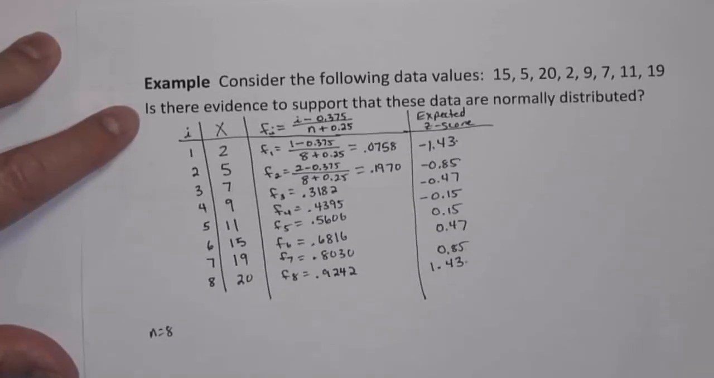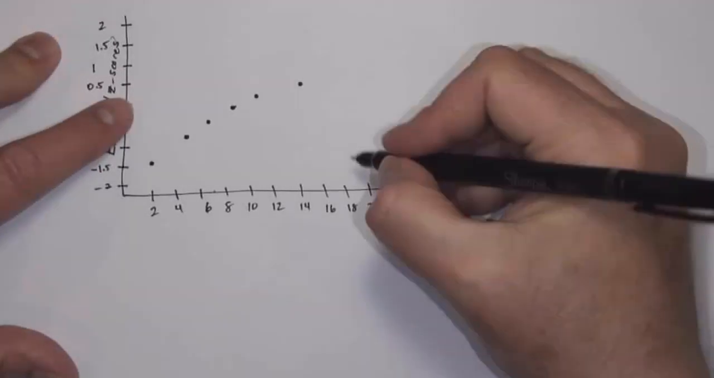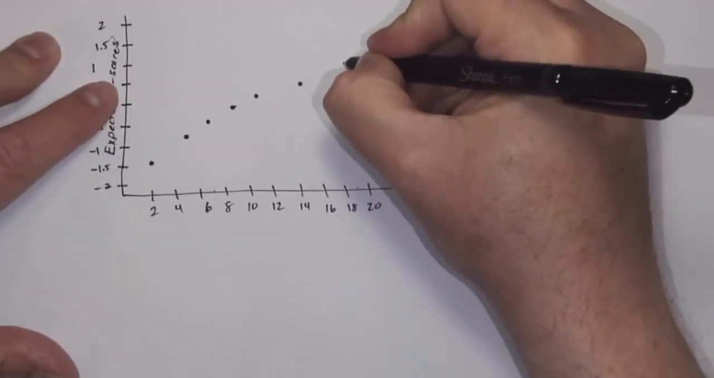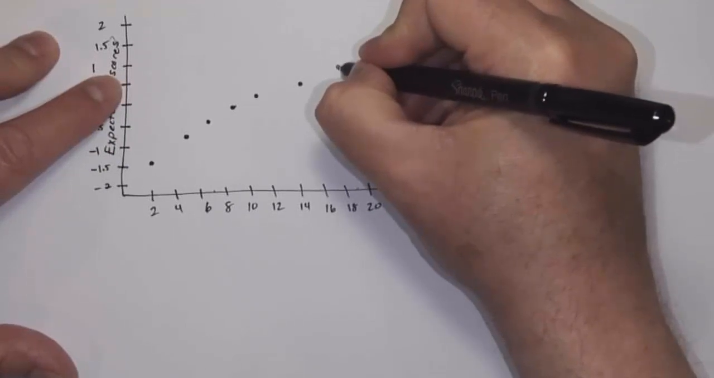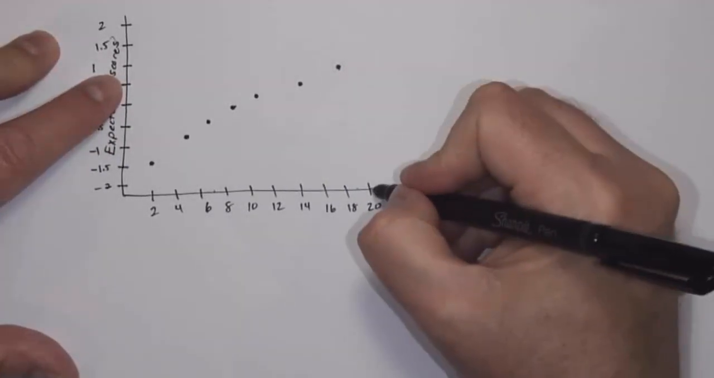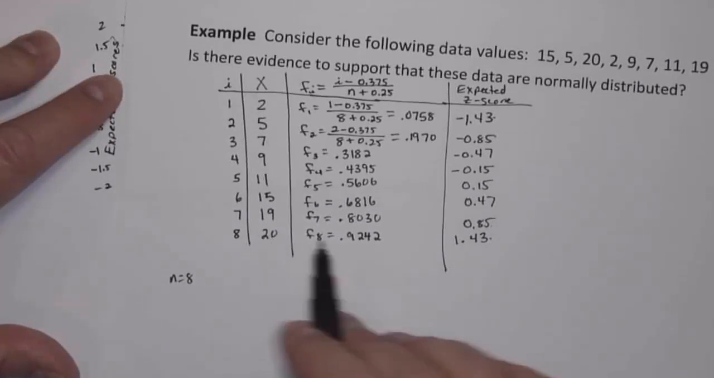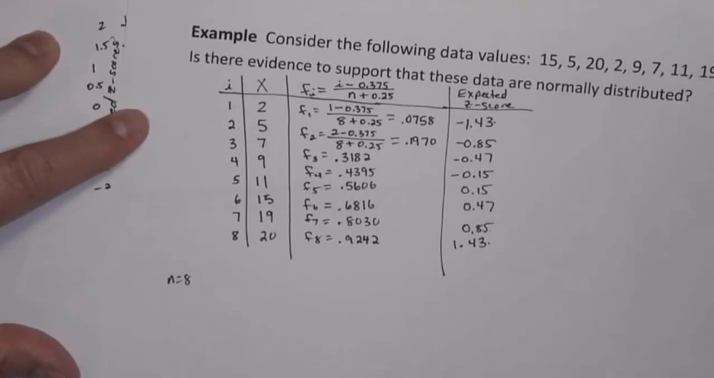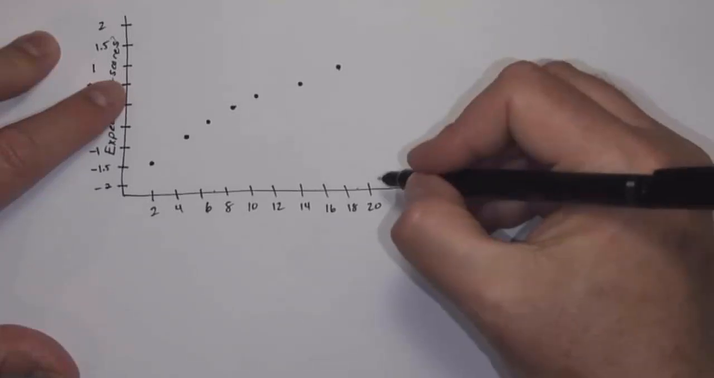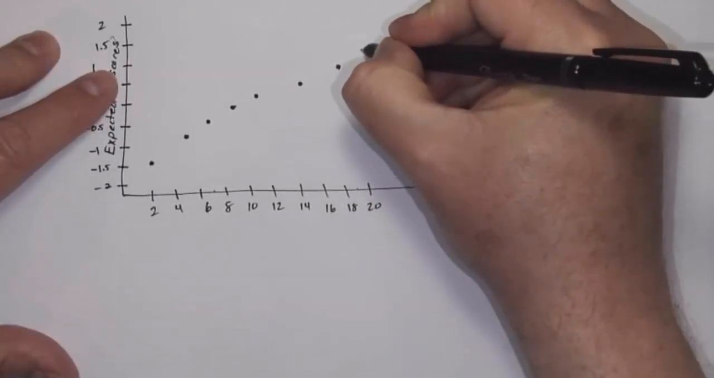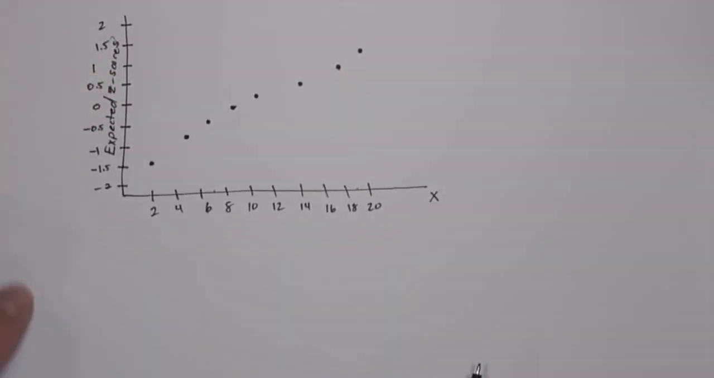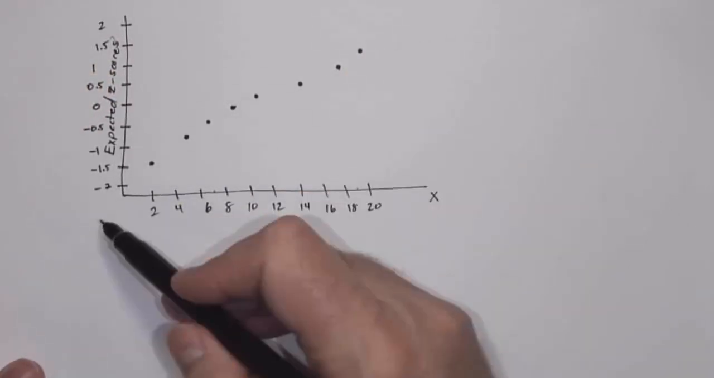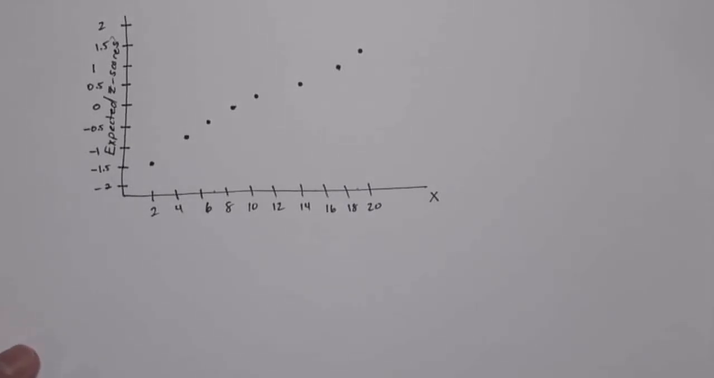19 had an expected z-score of 0.85. So 19 would be here, 0.85 would be maybe around here. And then last but not least, our data value 20 had an expected z-score of 1.43. So data value 20, 1.43 would be maybe around in there. Okay? So here is a very roughly sketched normal probability plot.